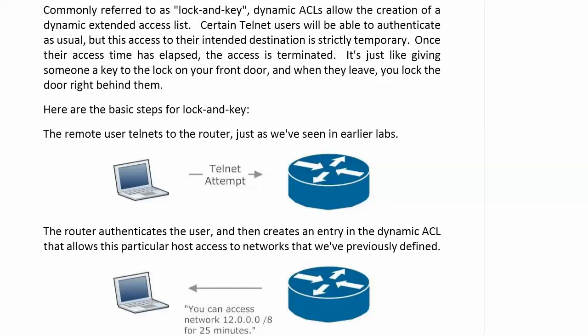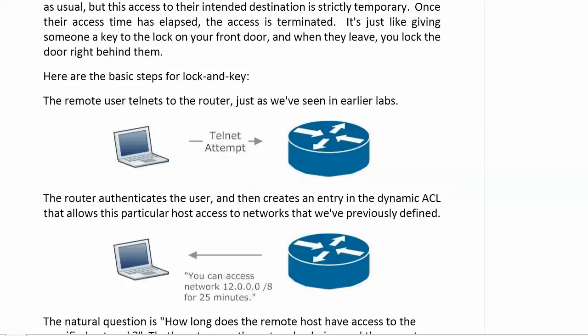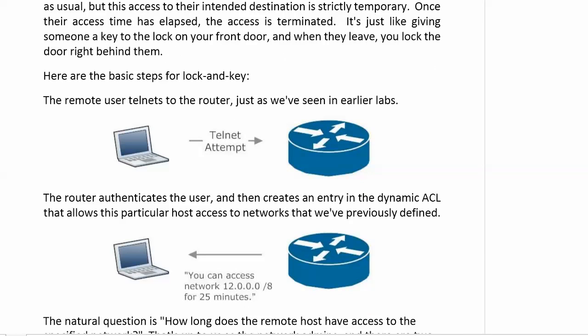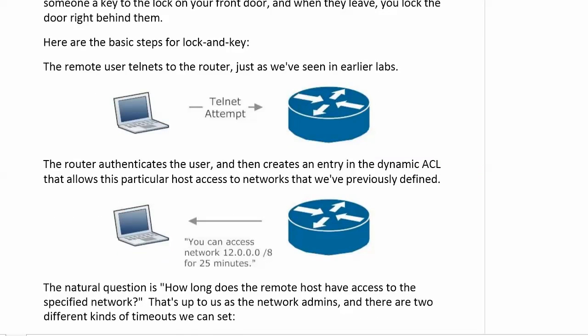And we tell them that, when they come in, it's like, okay, here's your Telnet attempt coming in, and you authenticate. The router would authenticate the user as normal, but then it creates an entry in the dynamic ACL that allows that particular host access to networks that you and I as the network admins have defined. Now, the natural question is, how long does the remote host have access to that network? They need to be typing really fast. What do they need to do?